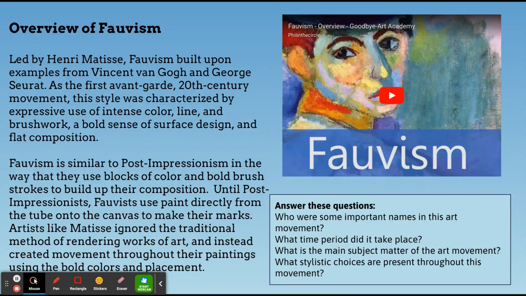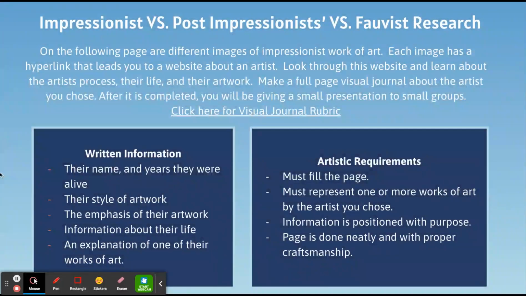After I'm finished explaining in the next part, and you watch the other two videos, you're going to go back, watch this video on Fauvism, and answer these questions. I want you to explore a little bit more about these topics independently. After you're done watching the informational videos and answering the questions for Impressionism, Post-Impressionism, and Fauvism, you're going to create a visual journal. You are going to explore the pictures on the following pages and pick an artist that you like.